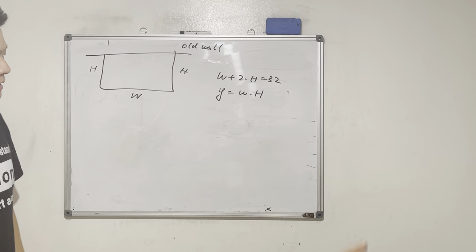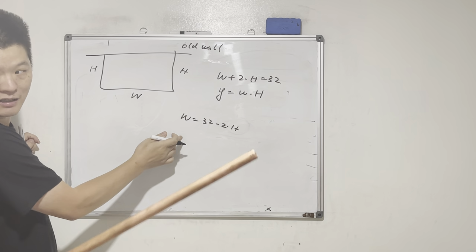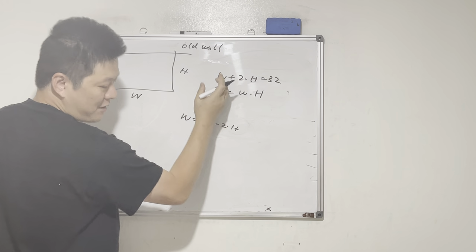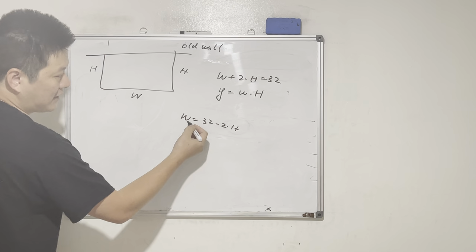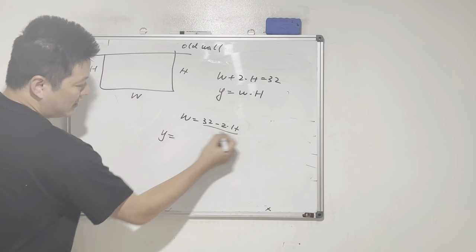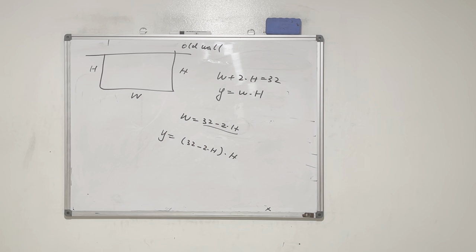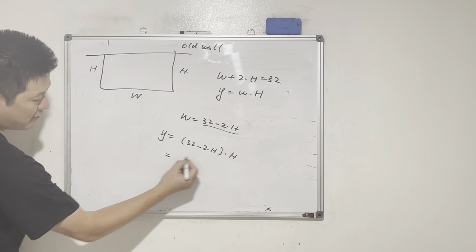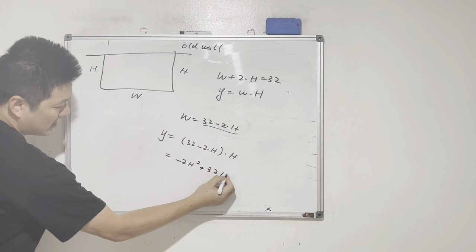So what's W? W equals 32 minus 2 times H, am I right? You're moving this term from the left side to the right side, so you have to change the sign. Okay, so y equals what? y equals this, 32 minus 2 times H, times H. We can rewrite it as minus 2H squared plus 32H.